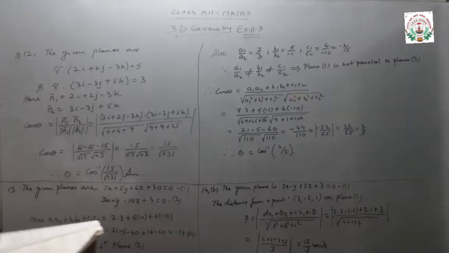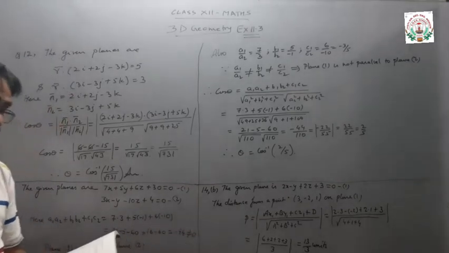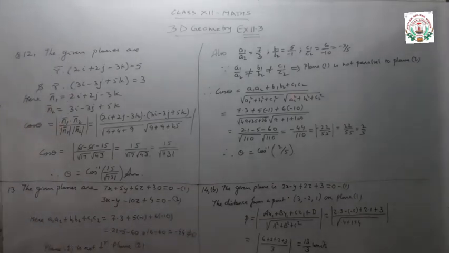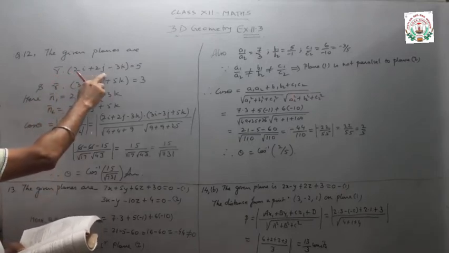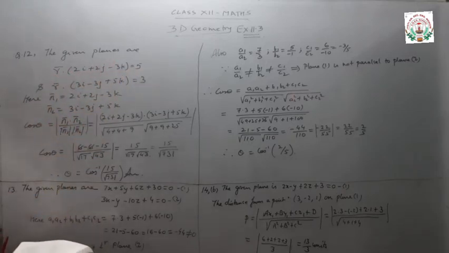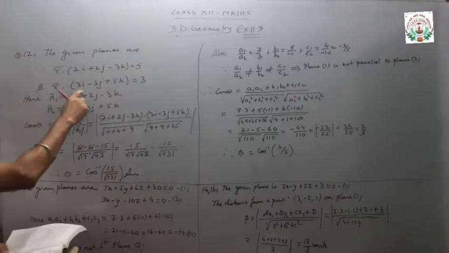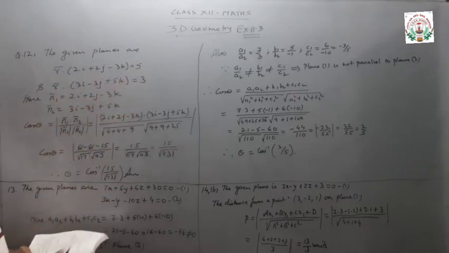Good morning, students. Now we are going to start the other questions of exercise 11.3, three-dimensional geometry. Find the angle between the planes whose vector equations are r vector dot (2i + 2j - 3k) equals 5 and r vector dot (3i - 3j + 5k) equals 3.